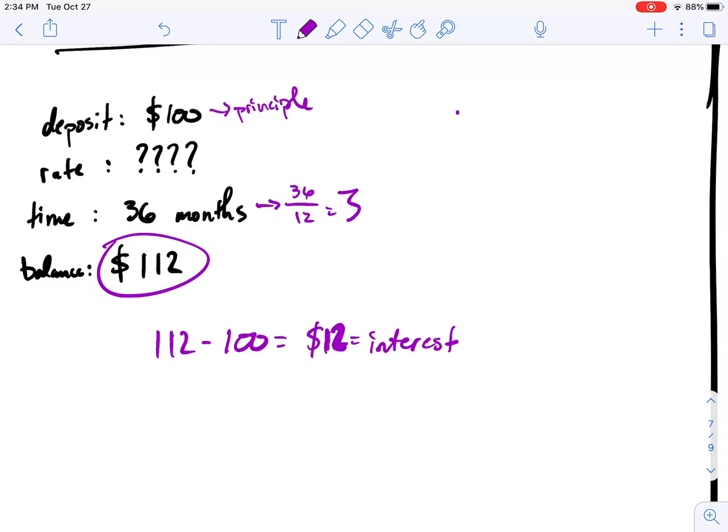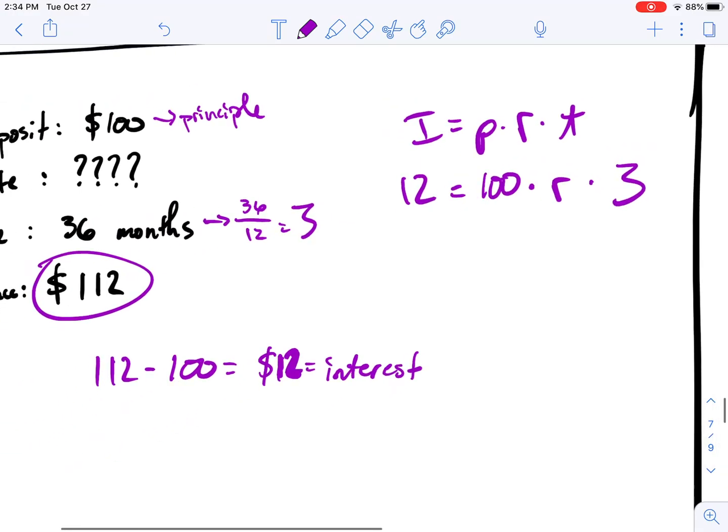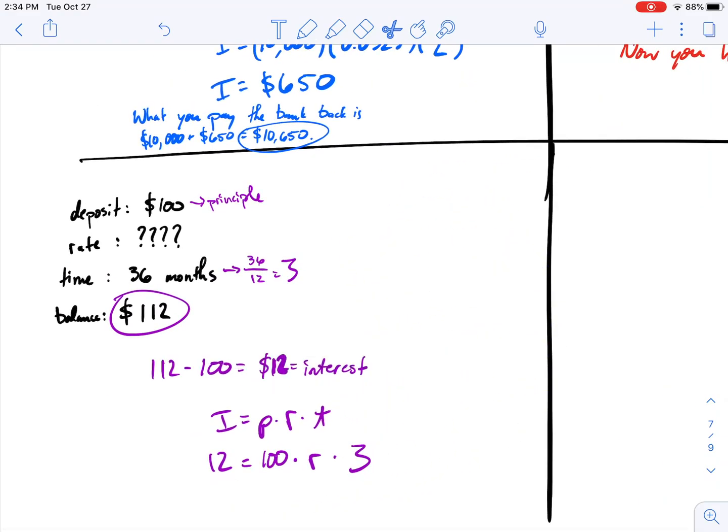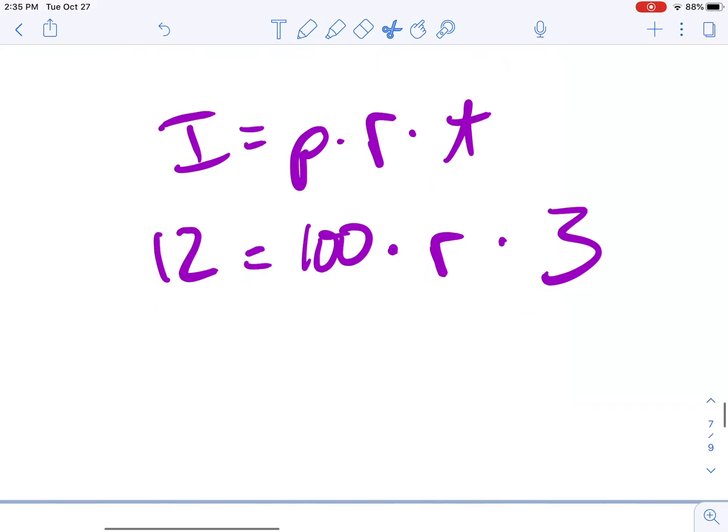Okay, so we need to figure out the rate. So again, we have I equals P times R times T. So we actually know the interest, right? This is 12 equals 100 times R. So I'm going to write the R in print. R times 3. So this is where they assume you know algebra, and this is where I get kind of annoyed with Edgenuity, because you don't know algebra, and that's okay. So let me help you with this.